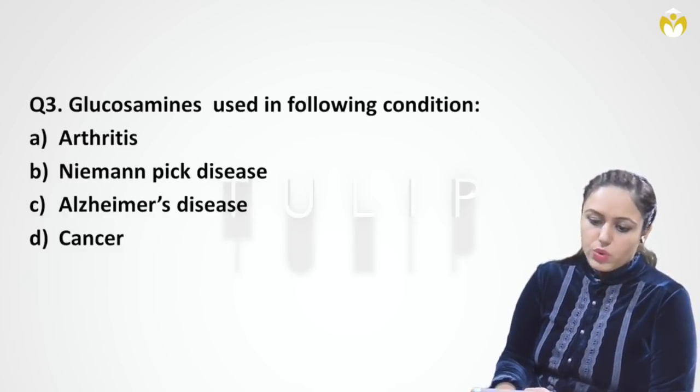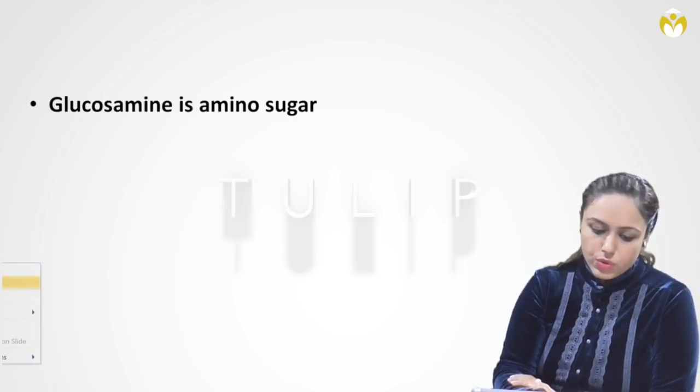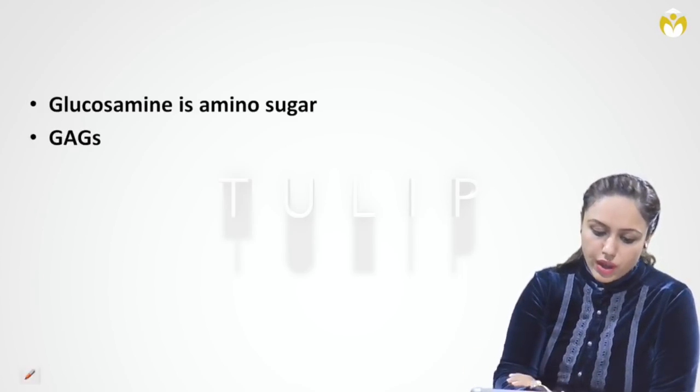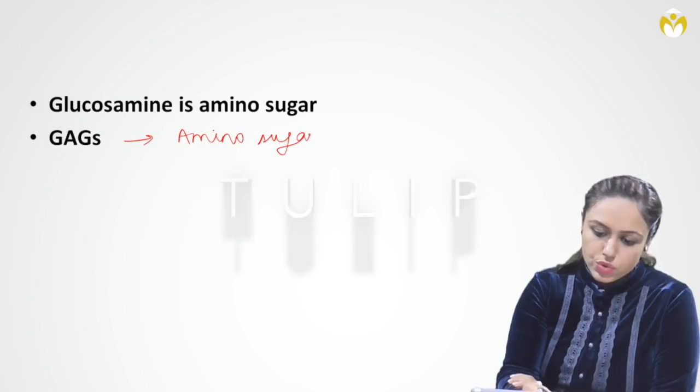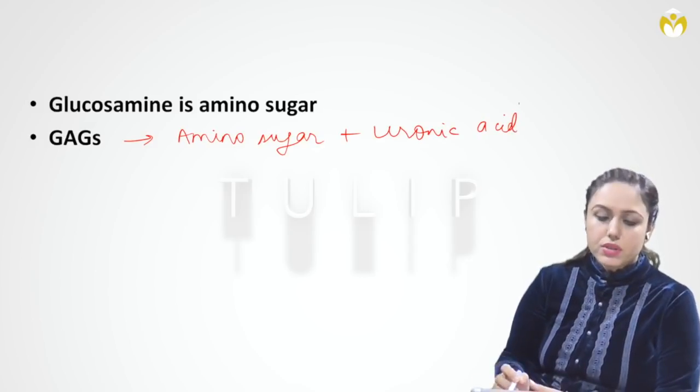Next question, glucosamines are used in the following condition. Options are arthritis, Niemann-Pick disease, Alzheimer's disease, cancer. So the answer is arthritis. Glucosamine is an amino sugar, and amino sugar is an important constituent of GAG. GAGs are made up of tandem repeats of amino sugar plus uronic acid.